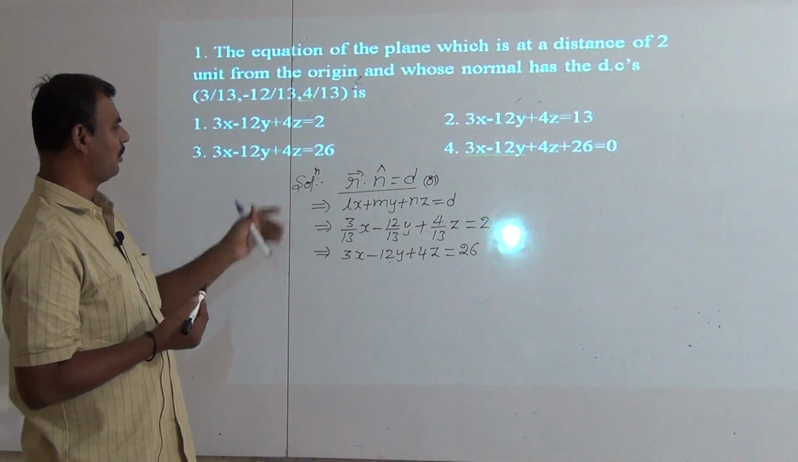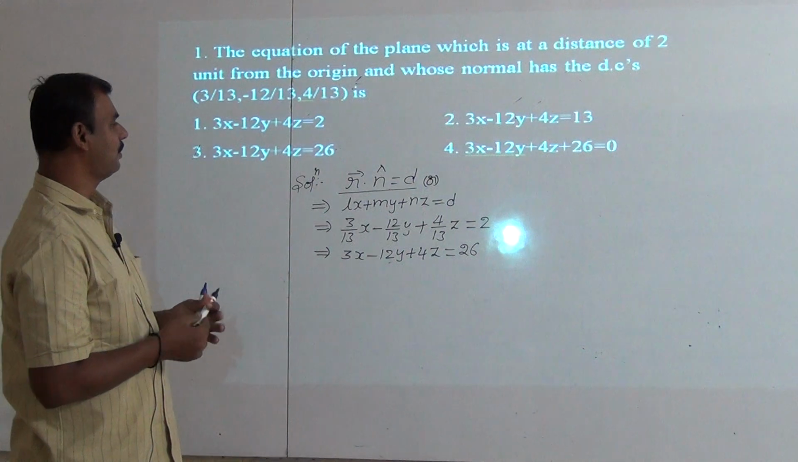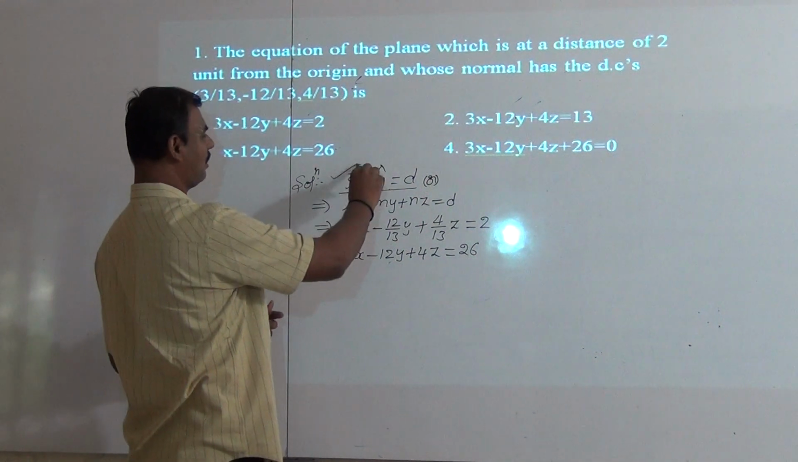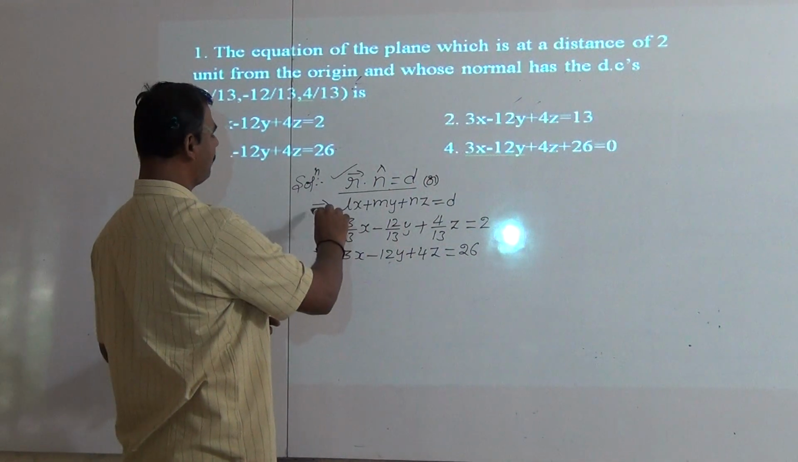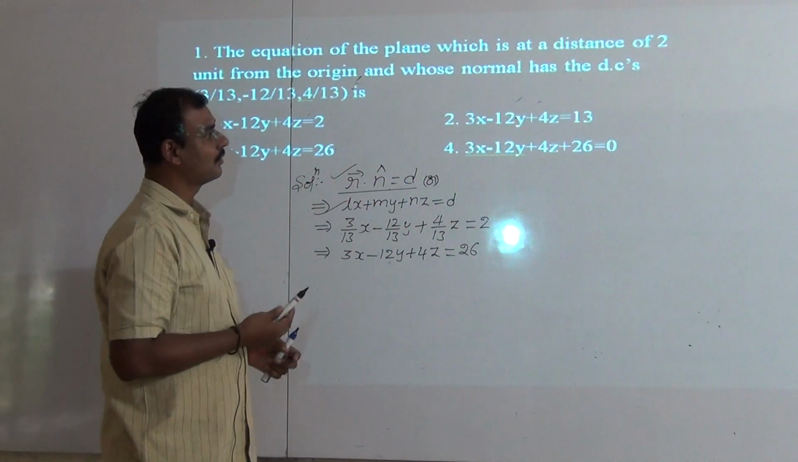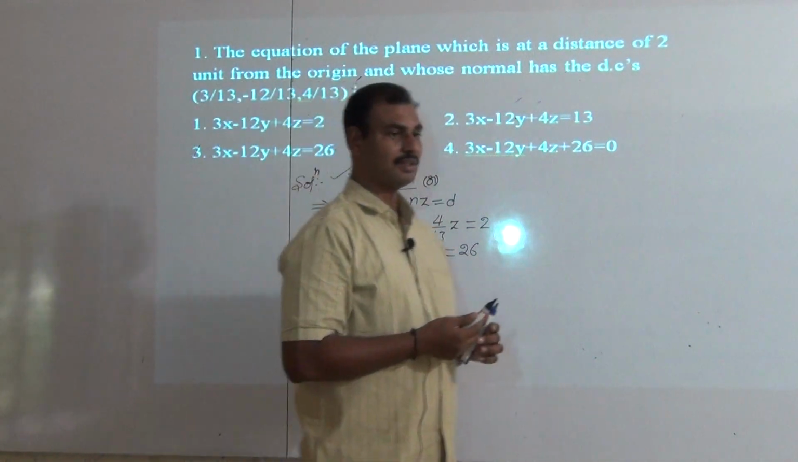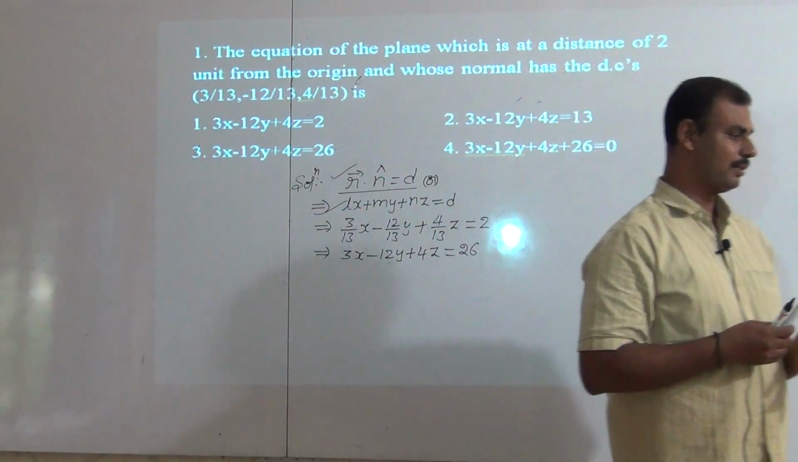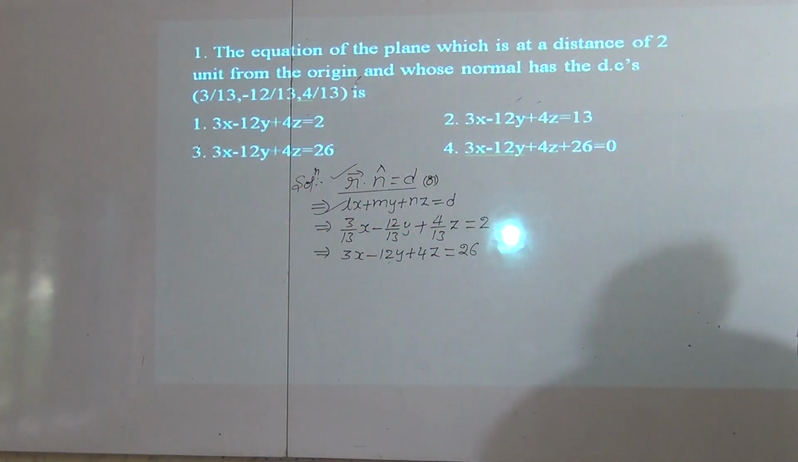So very simple model. Remember all of you, in vector form this is the formula, and in Cartesian form this is the formula. We derived the theorem also, a very important theorem, all of you practice. Now question number 2, second question.